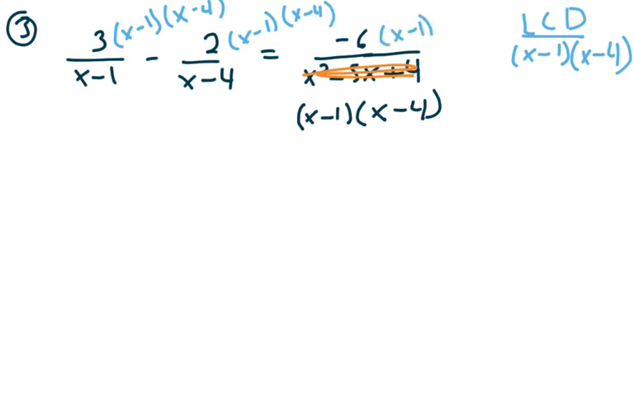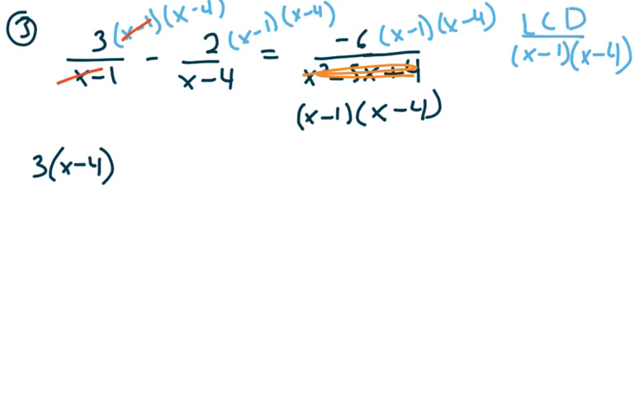X minus 1, x minus 4. So then we'll start canceling things out. So for my first fraction, the x minus 1s can cancel. So I'll be left with a 3 times x minus 4.